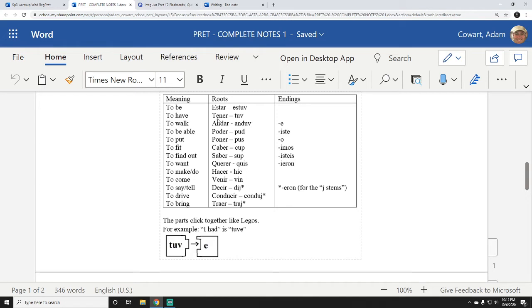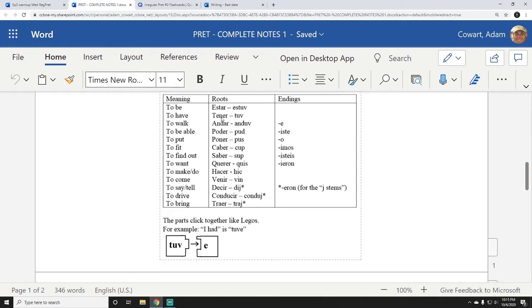To have, tener, becomes tuve. And down here I've made an illustration of how these two things click together like Legos. For example, I had is tuve, so you have tuve. Okay? Tuve. If it were we had, it'd be tuvimos. They had, tuvieron. And that's all there is to it. So you have to learn all the parts, and of course you have to know what these verbs mean. Okay? And as always, y'all, I want to remind you, this is not some little grammatical concept like just a problem on a page that you'll never see out in the real world. These are really commonly said things.